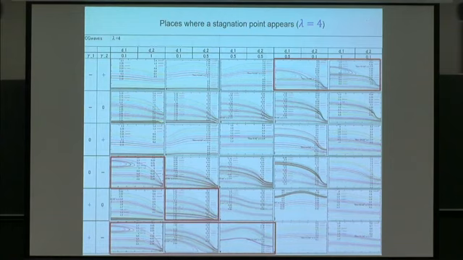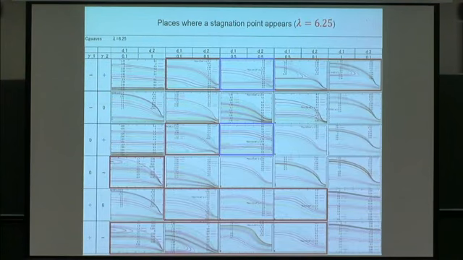Then how about for larger lambda? In this case, stagnation points appear in 14 places, and in 2 places with blue flame, stagnation points appear for a moment and will disappear soon. Namely, we can find many more stagnation points than for smaller lambda.